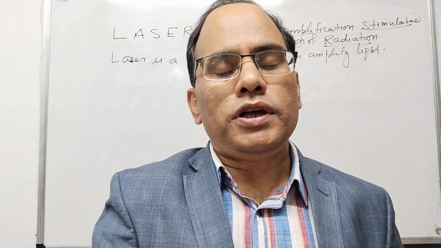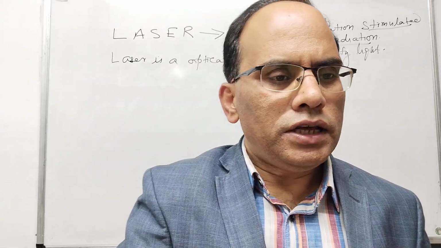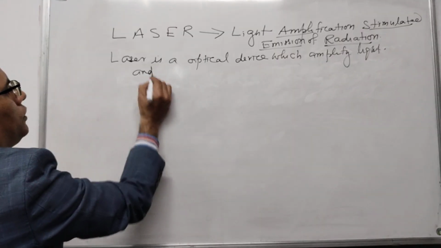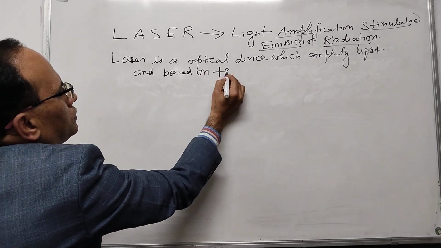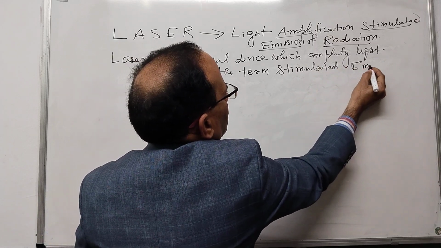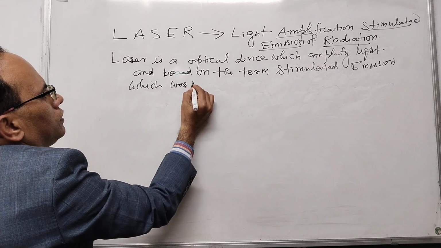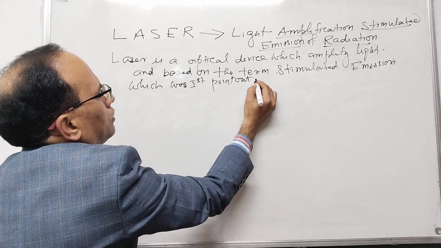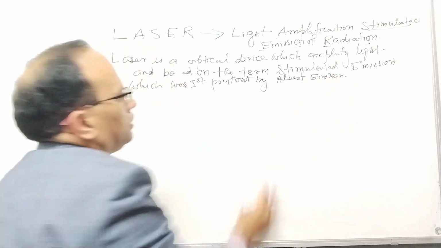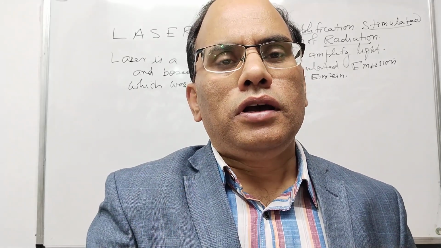because laser is the perfect example of coherent light. You know, coherent light plays an important role in many fields, many phenomena. So laser is the first example you can give of coherent light. Laser is an optical device which amplifies light, and it is based on the term stimulated emission, which was first pointed out by Albert Einstein.